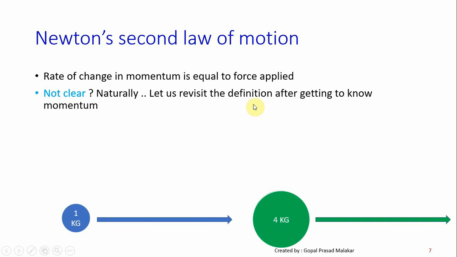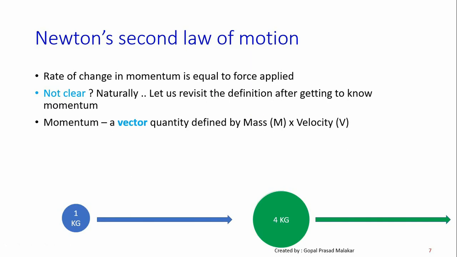That's the promise. So momentum is a vector quantity. Momentum is defined as mass into velocity. So what is the direction of momentum? Obviously mass is just a quantity, so momentum is in the same direction as the velocity.